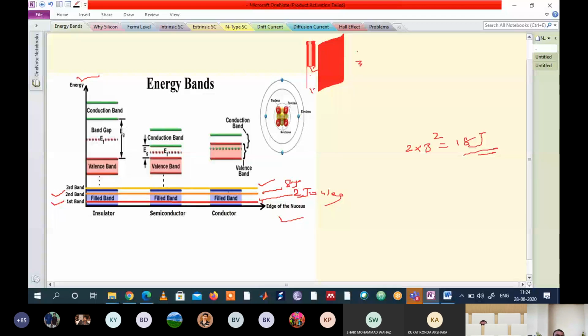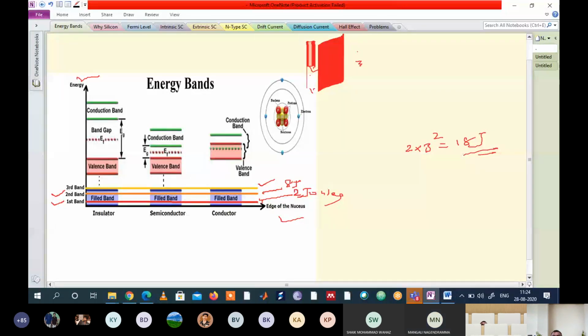Likewise, if you go on like this, what band of energy will appear at last? Can anyone tell me? Unmute your voice and tell me what that band is. Valency band. Very good.